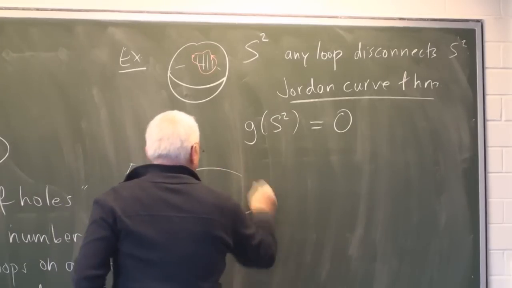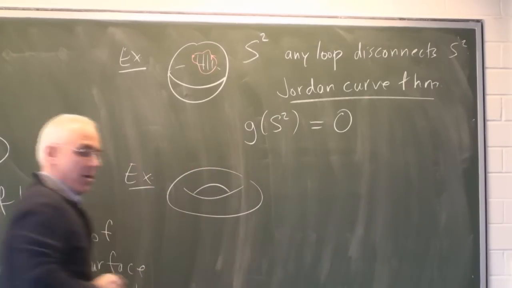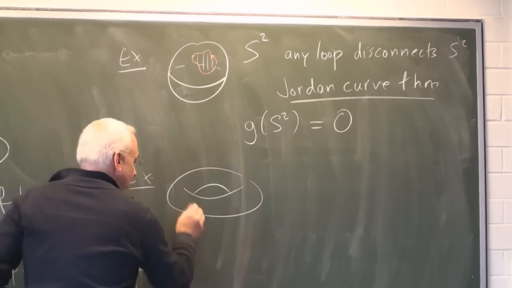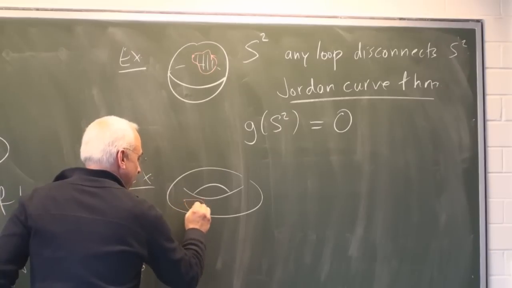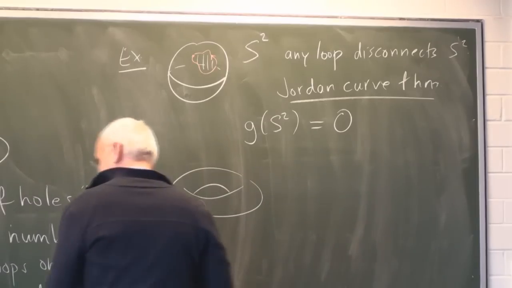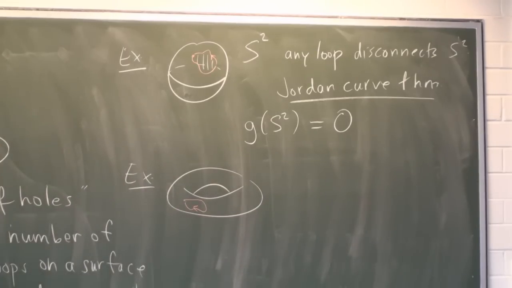How about just now for our torus? Well, now you have to be a little bit careful. If you draw the loop like this, then it will separate it into two. So we don't want to do that, because we want to try to keep it connected, so we're not going to do that.